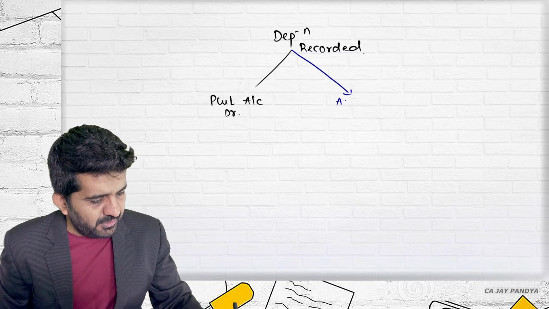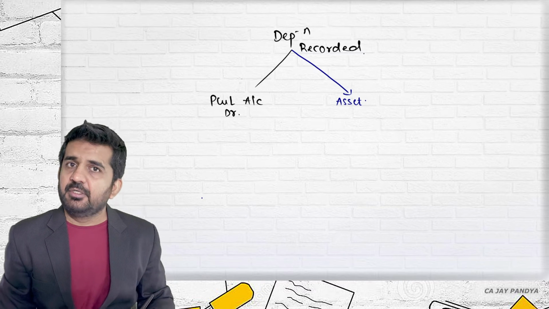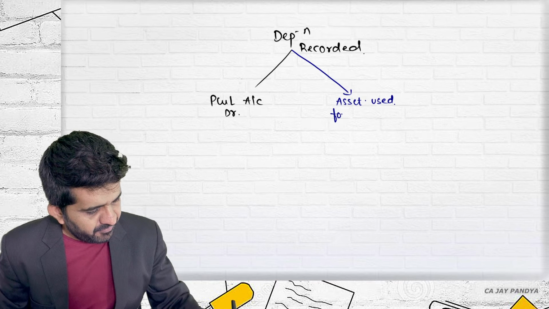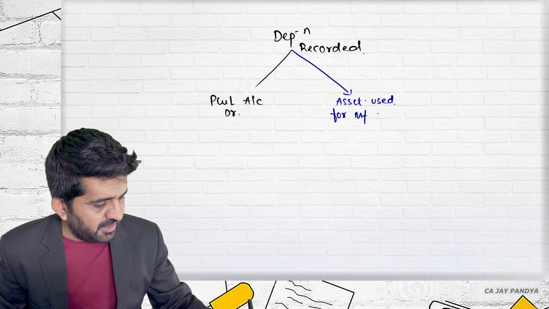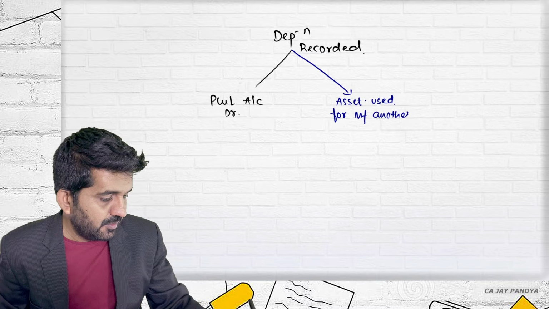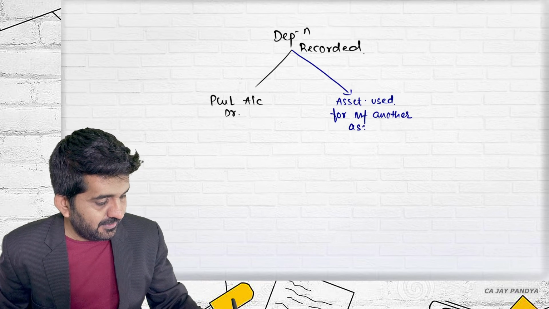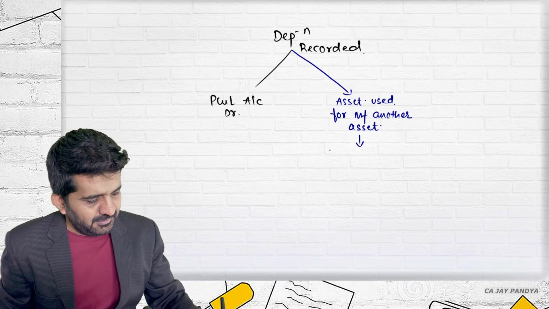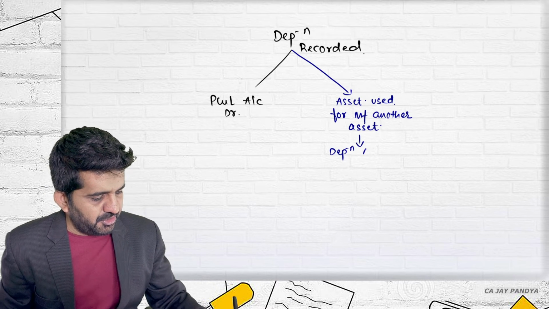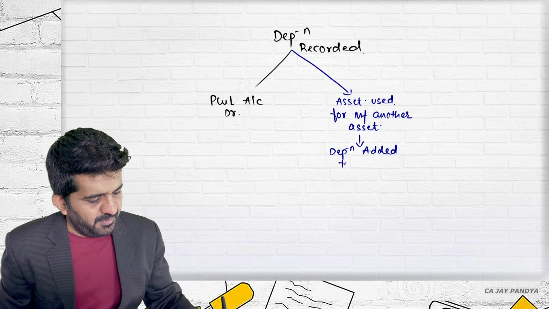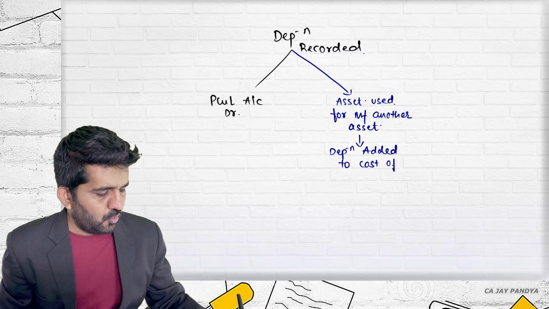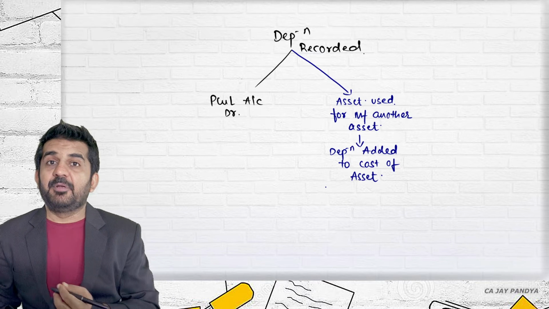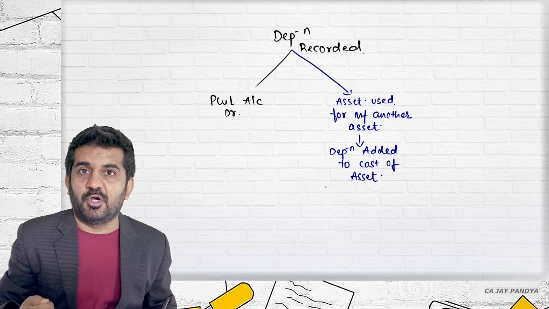If the asset for which you are providing depreciation is used for manufacturing another asset, then depreciation should be added to the cost of the asset. Depreciation should be added to the cost of the asset.